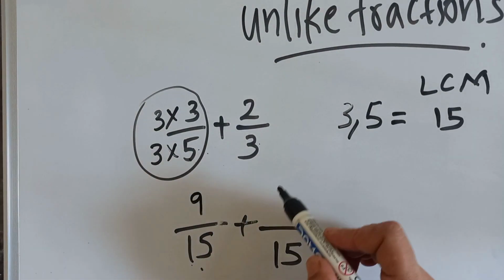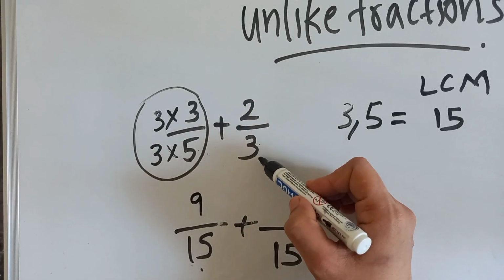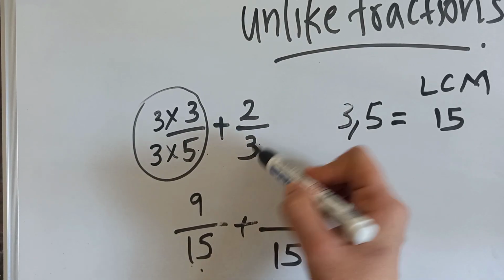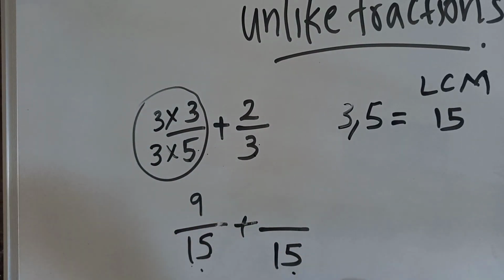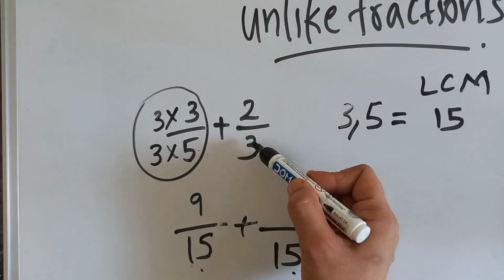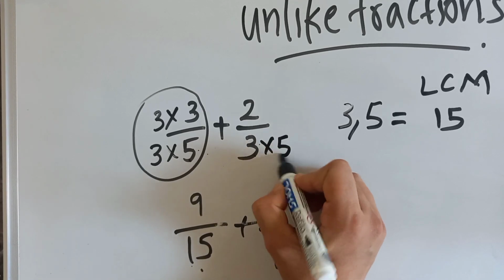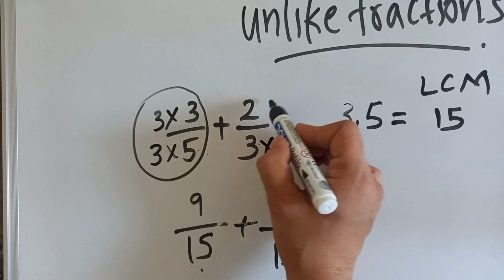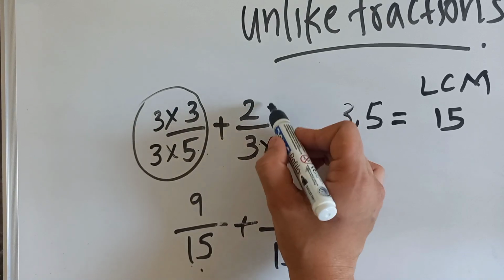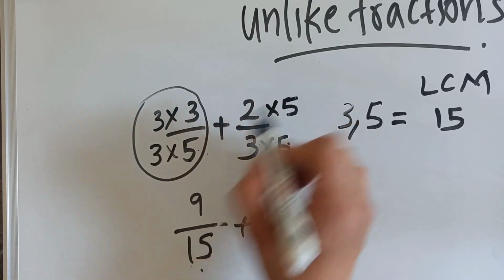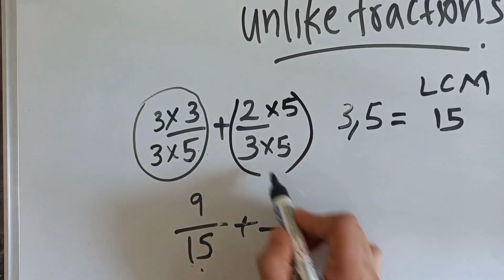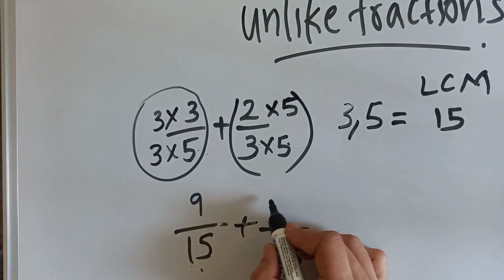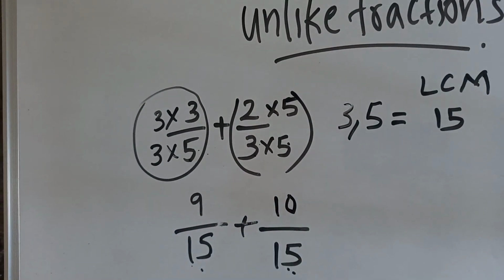Now the same thing you have to do in the second fraction also. In the second fraction the denominator is 3, and you have to convert it into 15. So by which number you have to multiply? You have to multiply 3 by 5, then it will become 15. So you are multiplying the denominator by 5, so the same operation you have to do in the numerator also. 3 multiplied by 5 is 15 in the denominator, and 2 multiplied by 5 is 10 in the numerator.